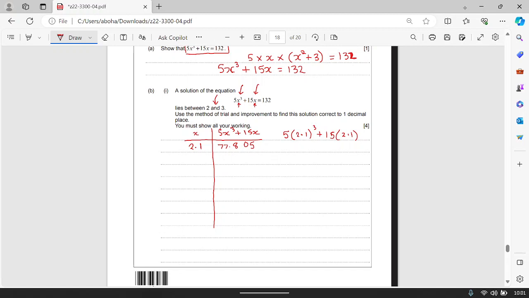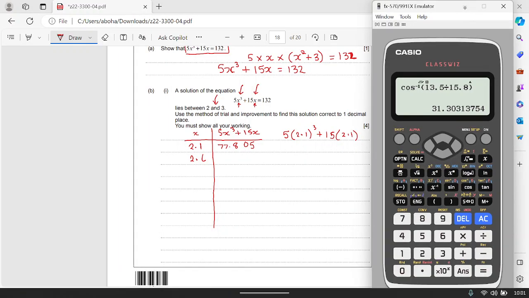Well, that is obviously too low. So we need to get closer and closer and closer, okay? Now, if I put 2.6 in, now watch what happens. So 2.6. I'm going to do this method now, okay? So 5 brackets 2.6 cubed plus 15 lots of 2.6 equals. So my answer is 126.88.